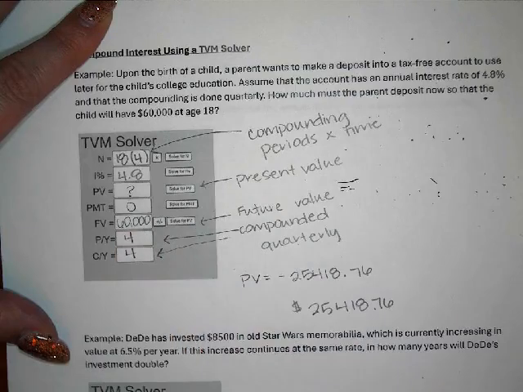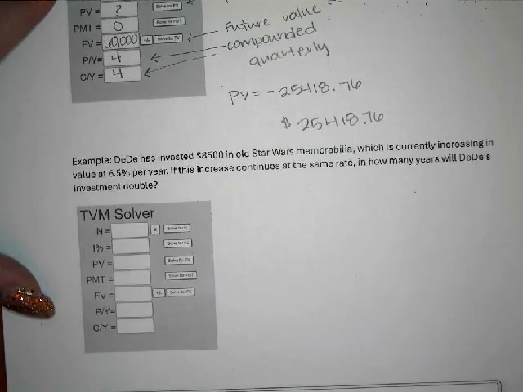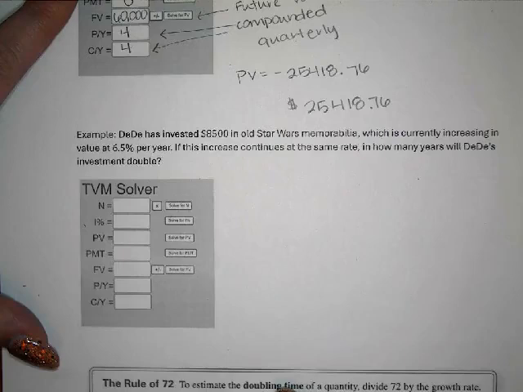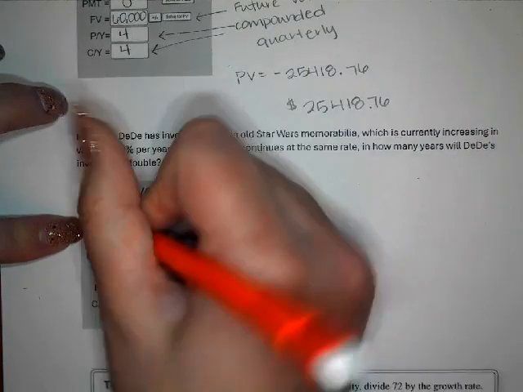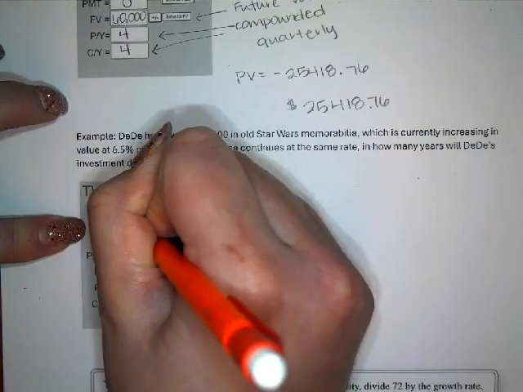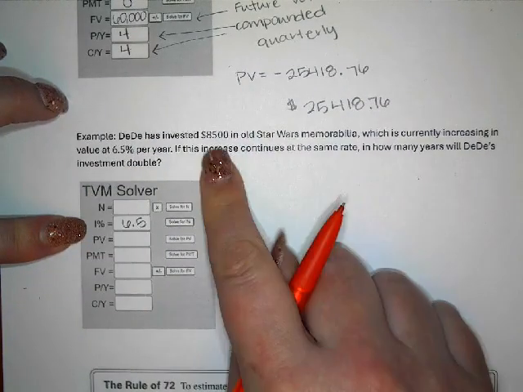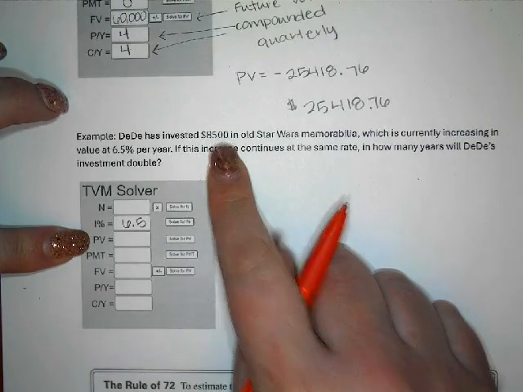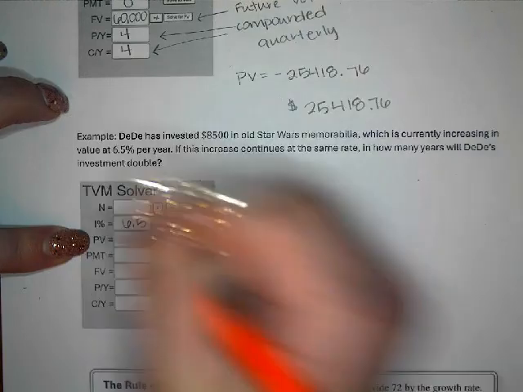All right, the next example says, Dee Dee has invested $8,500 in old Star Wars memorabilia, which is currently increasing in value at 6.5% per year. If this increase continues at the same rate, how many years will Dee Dee's investment double? Okay, so we have the interest amount is 6.5. We have the present amount is $8,500 and you've invested, so you have paid that money. So we're going to say negative $8,500. That's what we're going to start with.